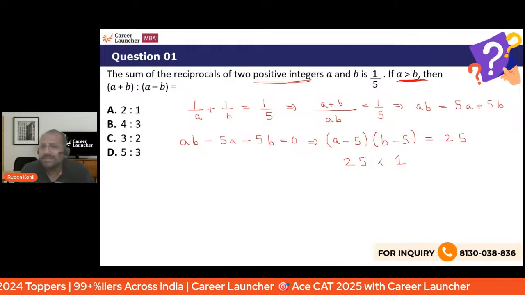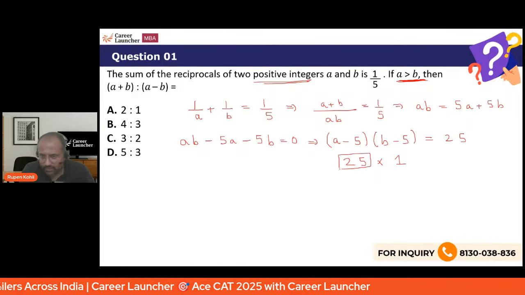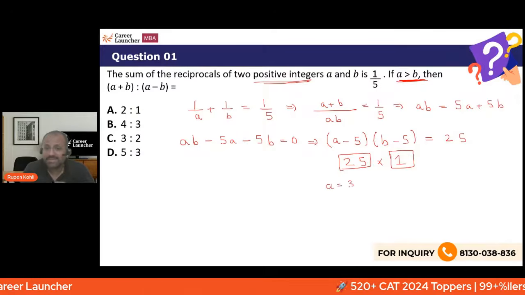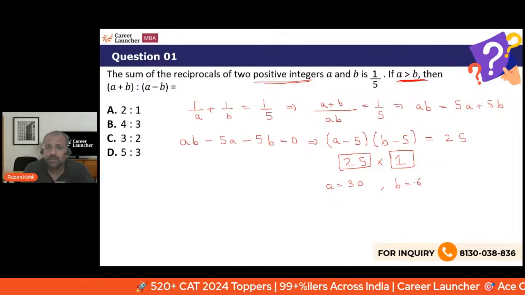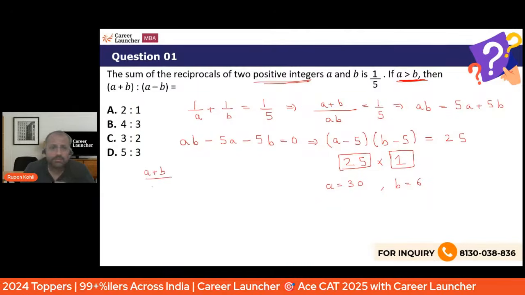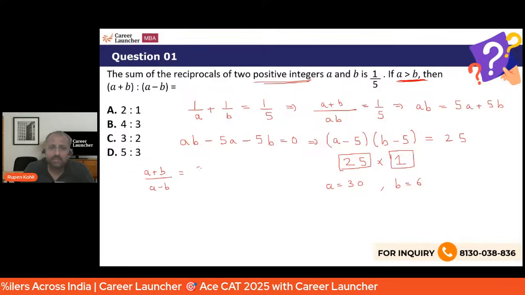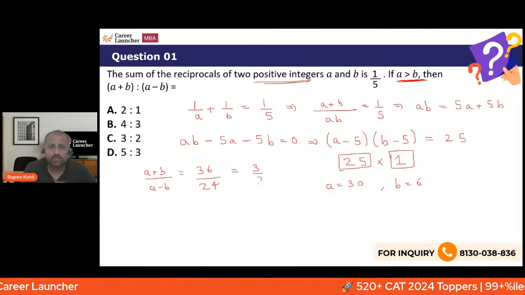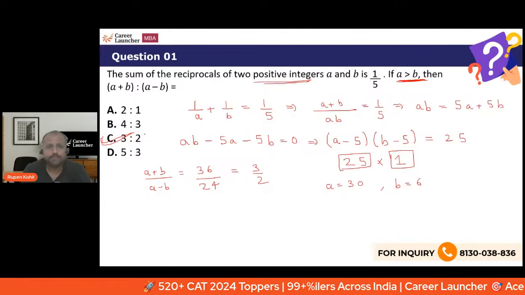With all the constraints, at the end you're getting the unique values. a minus 5 should be 25, which means a is 30, and b minus 5 is 1, so b is 5 plus 1, 6. Then (a plus b) over (a minus b) we can easily figure out. a plus b is 30 plus 6, 36. a minus b is 30 minus 6, 24. 12 times 3, 12 times 2. So what is this? This is 3 by 2. This is 3 by 2, right?